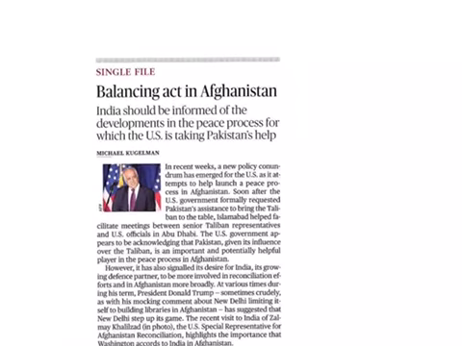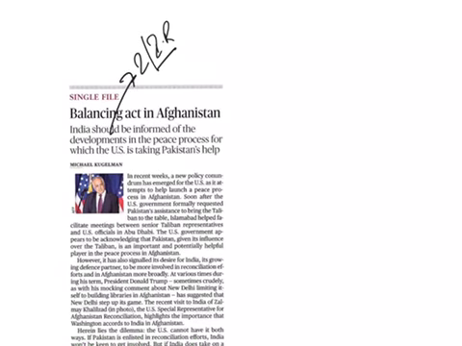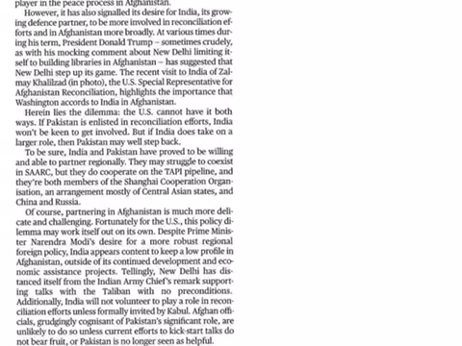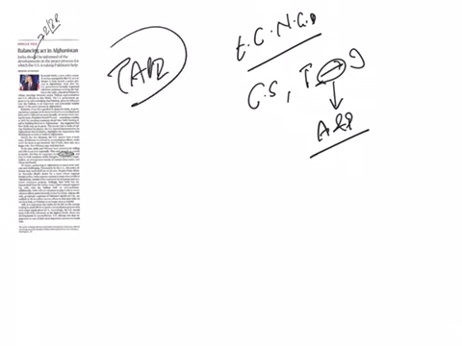The next article is Balancing Act in Afghanistan. This article comes under GS paper 2 under the topic of international relations. From this article, we are going to see about the TAPI pipeline. TAPI gas pipeline is a proposed trans-country natural gas pipeline from the Caspian Sea, Turkmenistan to India through Afghanistan and Pakistan. So here the countries involved are, from the abbreviation itself we can see, the members are Turkmenistan, Afghanistan, Pakistan and India.